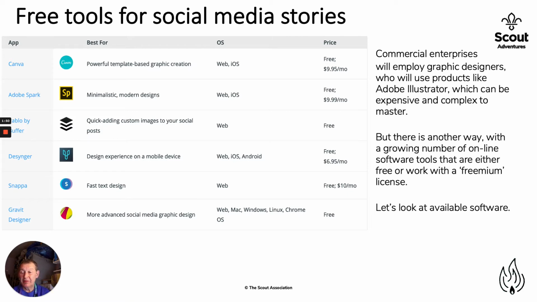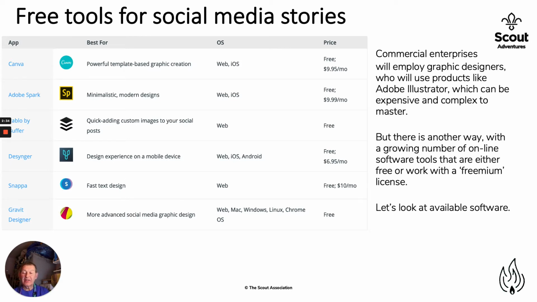Then there's Pablo by Buffer. Now Pablo is quite good for custom images and playing around with those. There's Designer, which is for mobile devices but to do design, and you need some design skills to make that work. Snapper is a fast free text design tool, so you can use it to do clever things with text. And Graphic Designer is a really advanced social media graphic design which is available on all platforms and is open source and is completely free, but is quite complex to use.